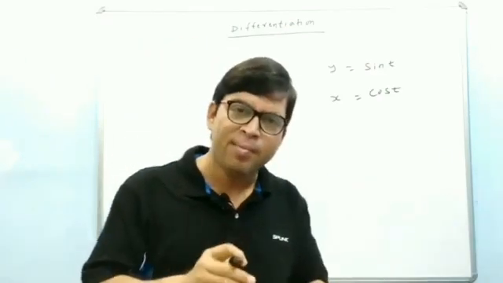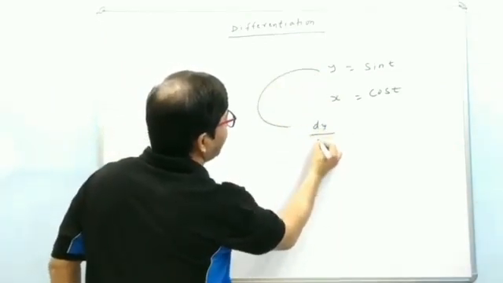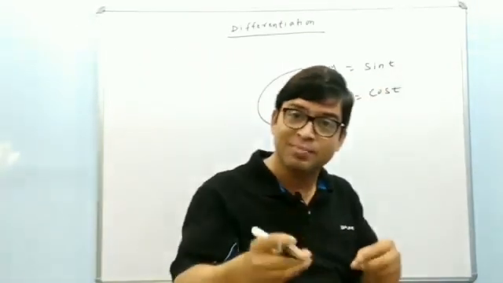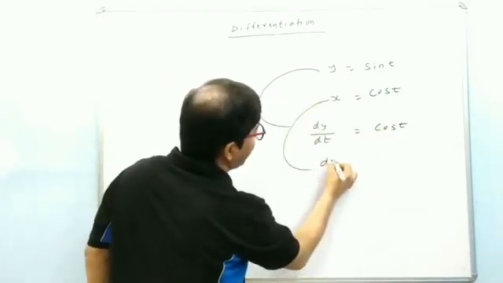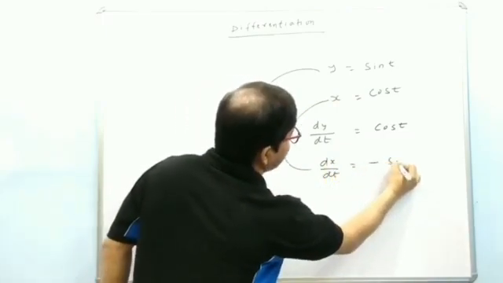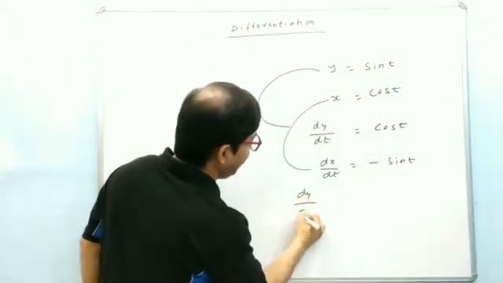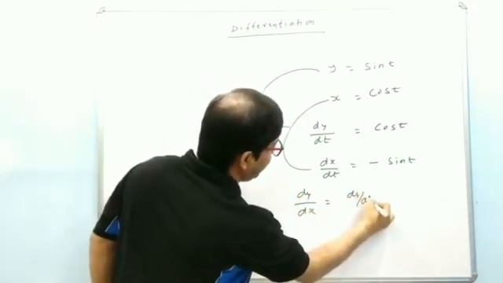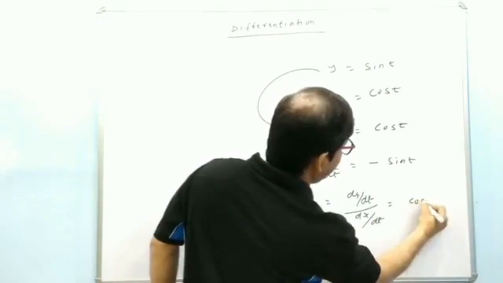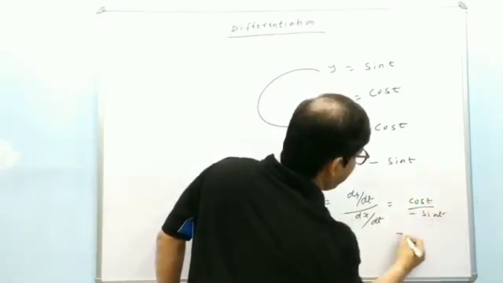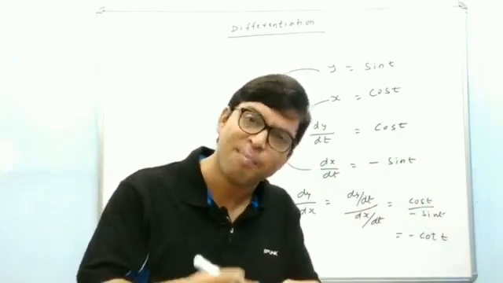So how to find dy by dx in such type of problem? Firstly you find dy by dt, because the function is in terms of t. So with respect to t, you differentiate. It is going to be cos t, and here dx by dt is minus sin t, because the differentiation of cos t is minus sin t. Now dy by dx will be dy by dt divided by dx by dt. So that is cos t divided by minus sin t, and that is minus cot t. So easily you can find the differentiation of parametric form.